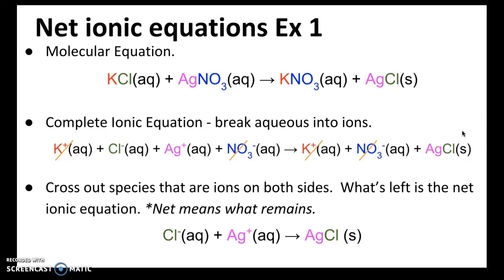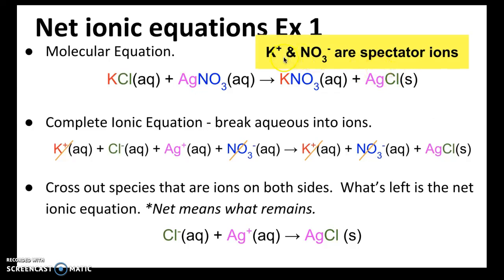All right, so before I move on and look at another example, I just want to speak about what we call the things that we cancel out. They actually have a special term. They're called spectator ions. So potassium and nitrate are spectator ions. And the reason why they're spectator ions is because just like in a sports game, spectators are there, but they're not really doing anything. They're not playing the game, right? So the same thing's happening here. Potassium and nitrate, they're there, but they're not really doing anything.